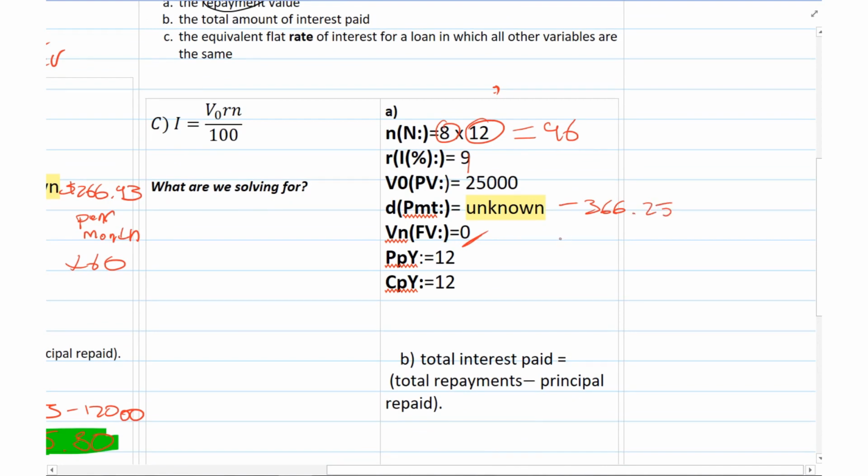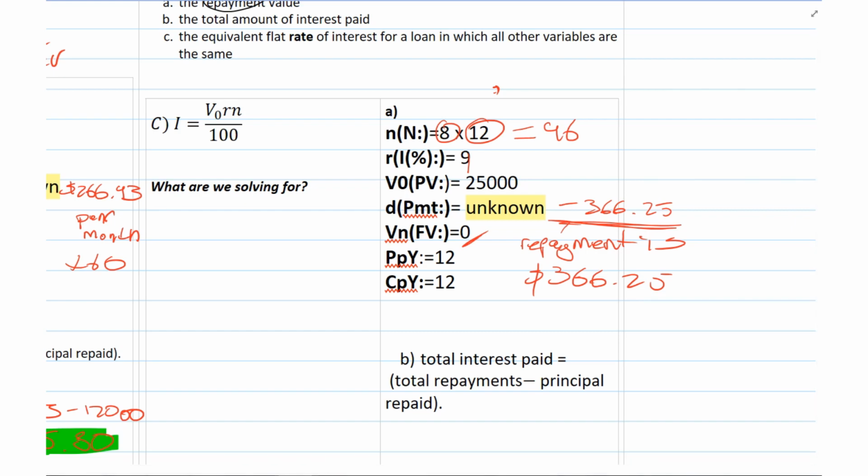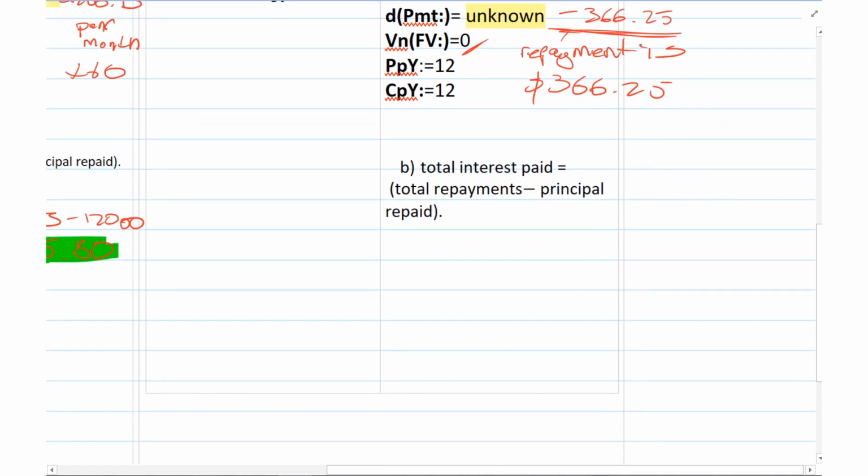Now, you need to write this to say that the repayment is $366.25. It's important to write it like that because there is a minus value, which is the way the Finance Solver works. The minus means you're giving the money to the bank, so you need to say the repayment is that much money. Okay, so total interest paid, same as in the previous example before.